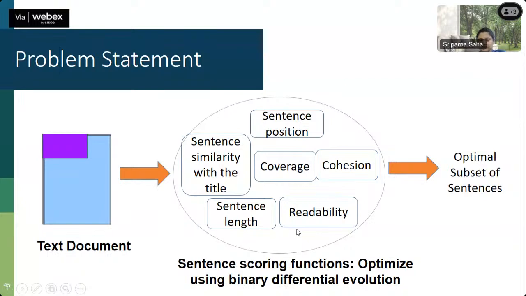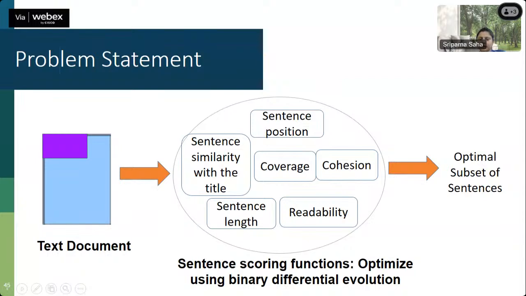And many of the objective functions are conflicting in nature. Like, if you want to increase the diversity, then the readability will be compromised. If you want to increase the coverage, then obviously the cohesion will be compromised.